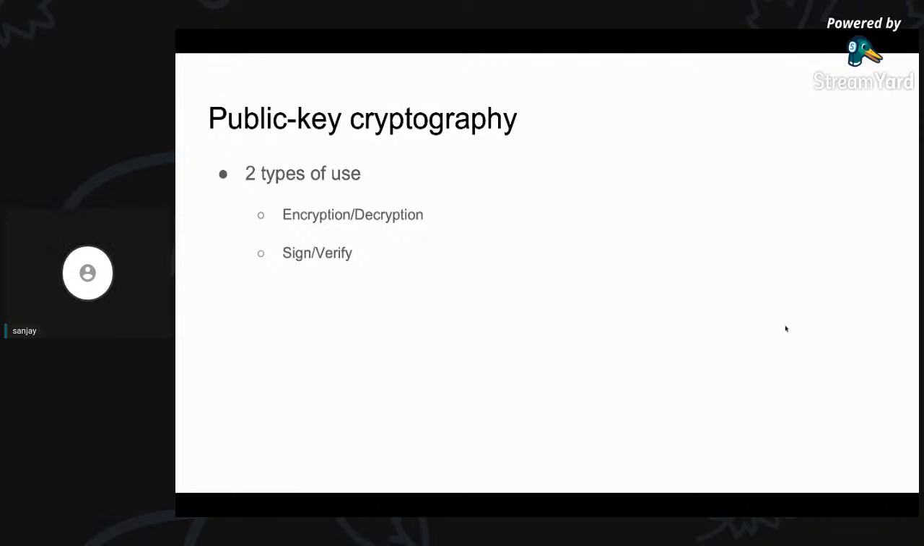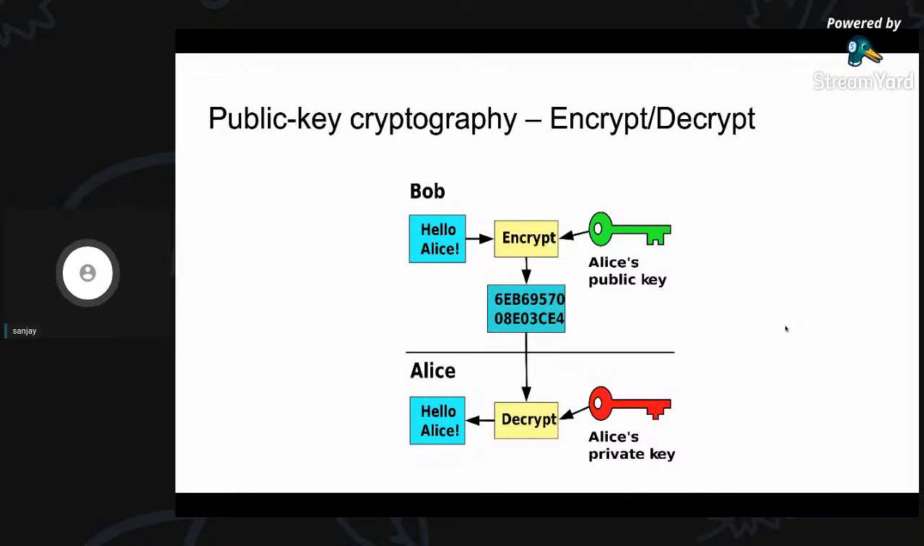Public key cryptography has two use cases. One is encryption and decryption, and the other is sign and verify, which is basically authenticity. For encryption and decryption, there are two parties, Alice and Bob. Let's say Bob wants to send some data to Alice. Bob will first fetch the public key of Alice, which is generally known to everyone. He will encrypt the data using Alice's public key and send it. Now Alice has her private key, so she is the only one able to decrypt the data and get the plain text from that.